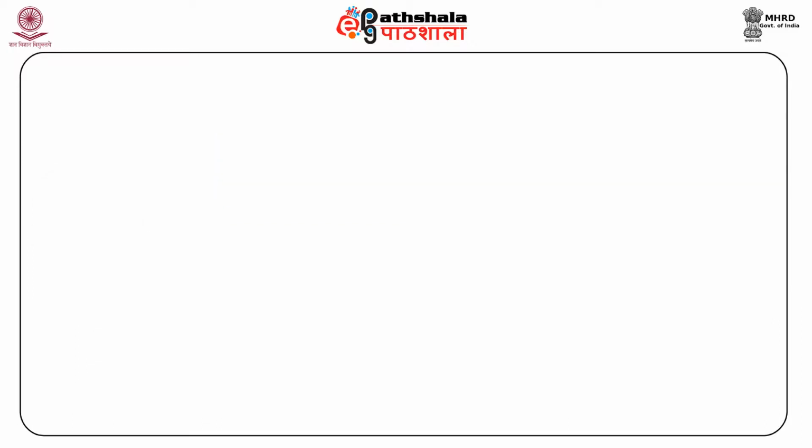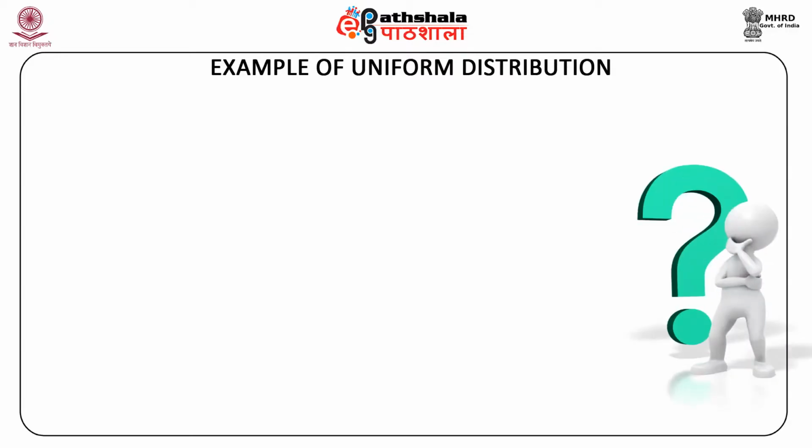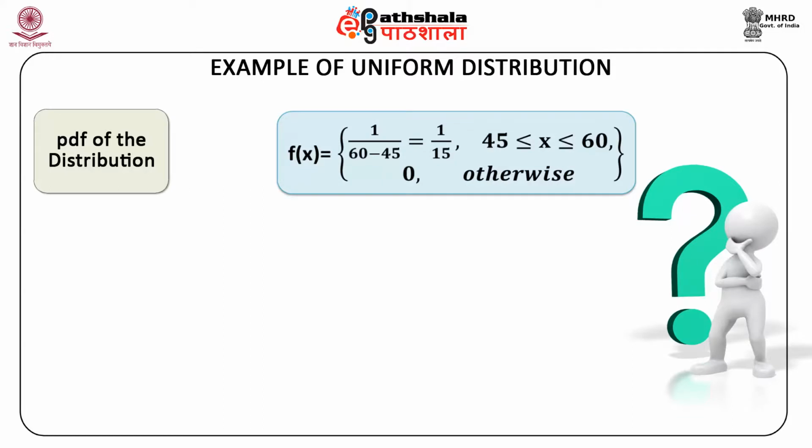Let us take an example. Suppose the time spent by each customer in a particular shopping mall during afternoon hours is uniformly distributed with A equal to 45 and B equal to 60. What is the probability of the time spent by each customer? The PDF of the distribution is written as f(x) equal to 1 divided by (60 minus 45), which is equal to 1 divided by 15, where 45 ≤ x ≤ 60. Below that we have 0 otherwise.